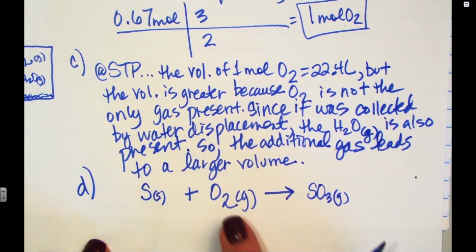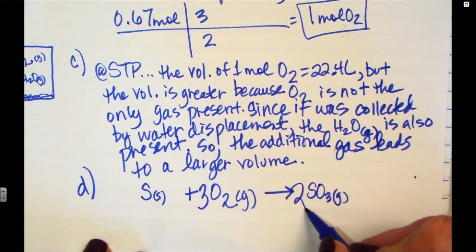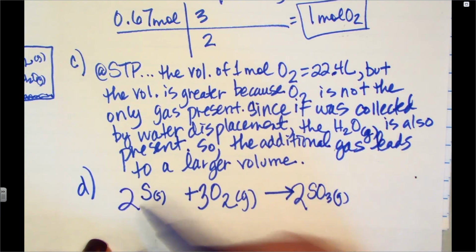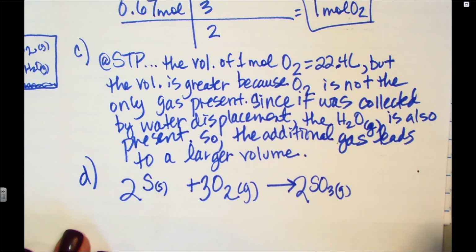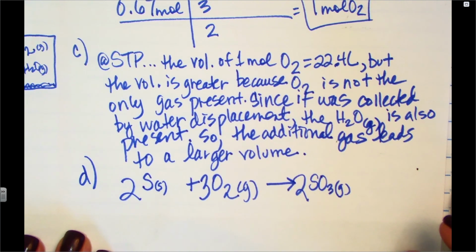You'll notice here you have 2 oxygens here and 3 here again. So we're going to multiply this by 3 and this by 2. And that gives you 2 sulfur, so put a 2 there. So you get a 2, 3, 2 again for that equation. But that's not all they want you to do on part D. It wants you to also calculate the number of moles of gas formed.